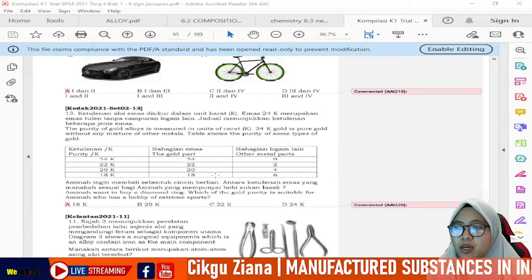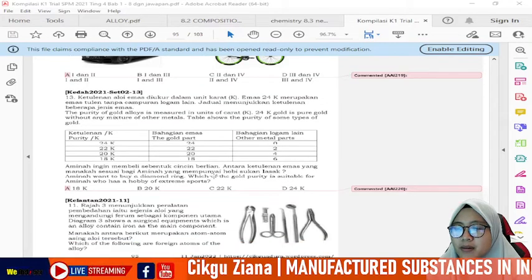Okay, next, the purity of gold alloys is measured in units of carat. Okay, 24 carat gold is pure gold. So Aminah, dia kata dia nak hobi dia extreme sports. So which gold yang sesuai untuk dia? Ainin? A. Kenapa A? Sebab the gold part dia adalah rendah.